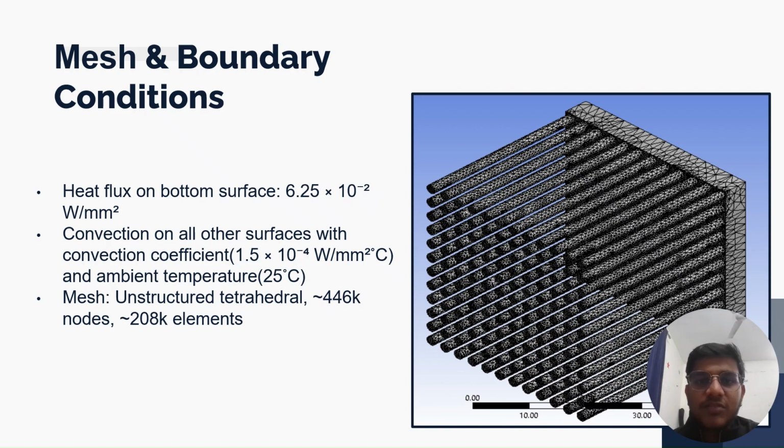Here we can see the mesh model. Since the model has many fins, the tetrahedral meshing was used. It has 446,085 nodes and 207,943 elements, which is sufficient for achieving good results.